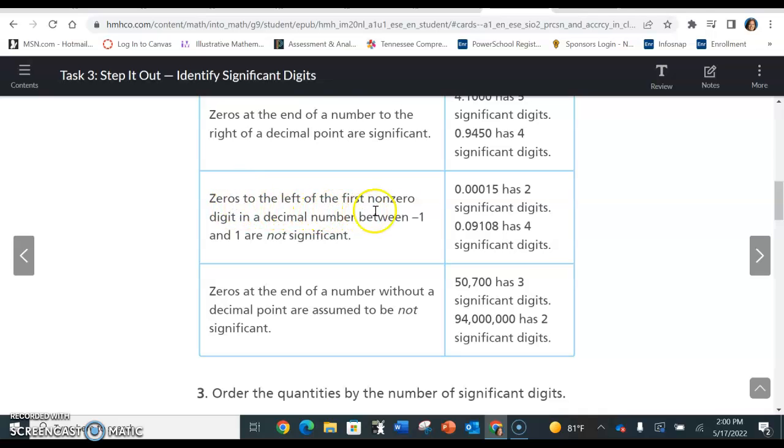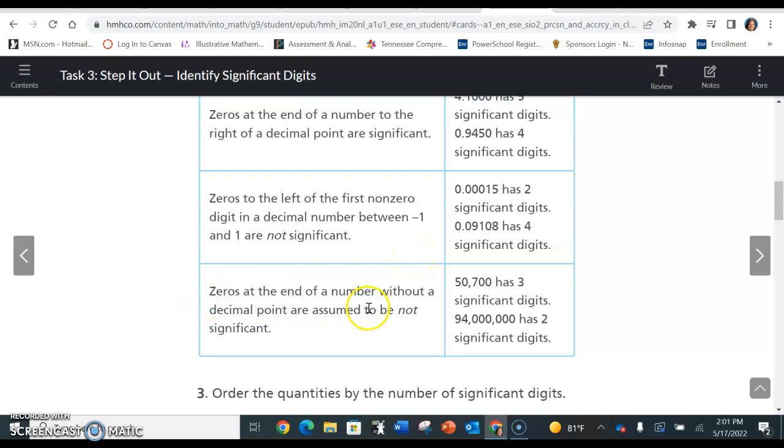Zeros to the left of the first non-zero digit in a decimal number between -1 and 1 are not significant. All right, so right here we've got 0.00015. Only your 1 and your 5 are considered significant digits. For this one, 0.09108, the 9108 are your 4 significant digits. So the first 0, point, and the second 0 are not considered significant. And up here, all of these zeros are not considered significant.